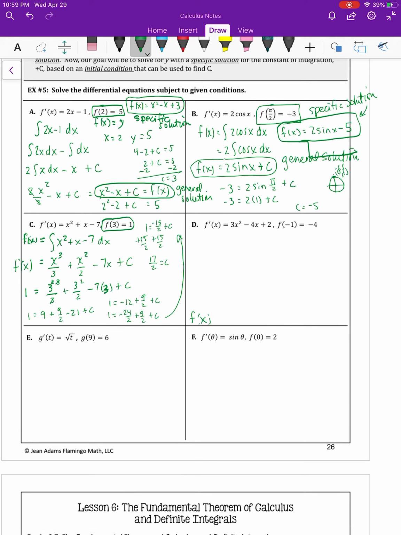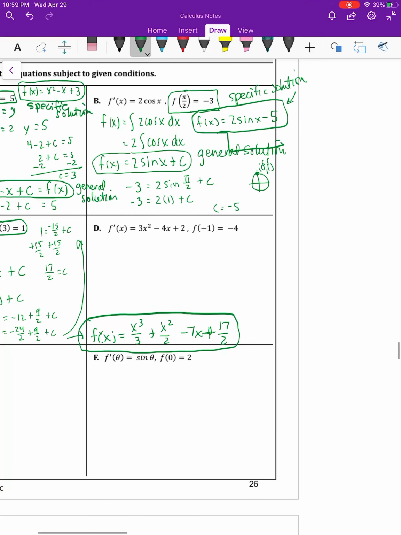And so my specific solution, I'll just put it down here. For this one, f of x equals x to the third over 3 plus x squared over 2 minus 7x plus 17/2. So you're just writing that function again with your c. Okay?